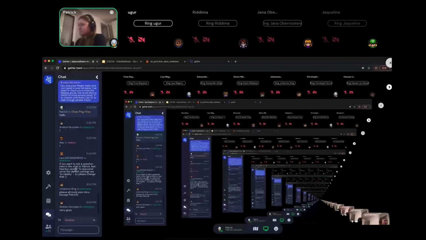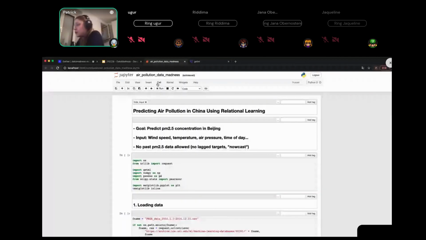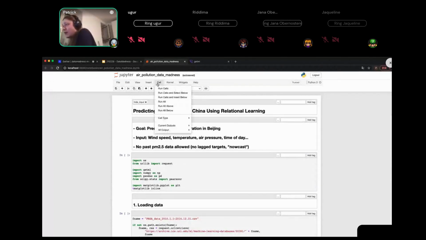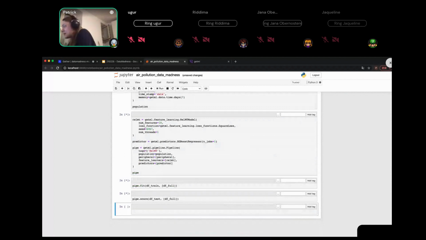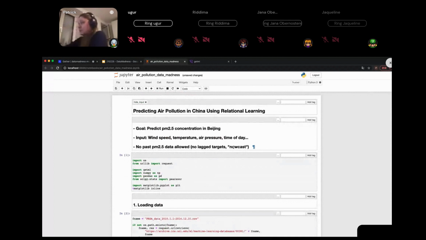If that's the case, what I want to do is to get straight to the live demo that I've brought for you. So what I will do, this is an IPython notebook that I've prepared for you, and this is all live. So I'm going to start the notebook now, and while the notebook is running, I will explain to you what this problem is about. As you might have gathered from the title of the notebook, the idea here is to predict air pollution in China using relational learning.